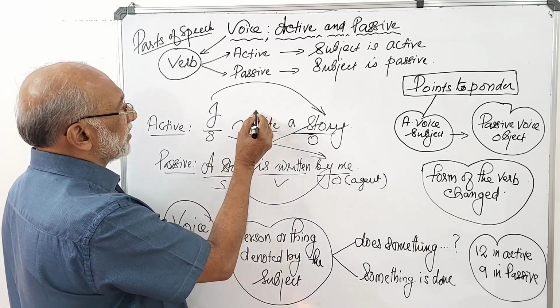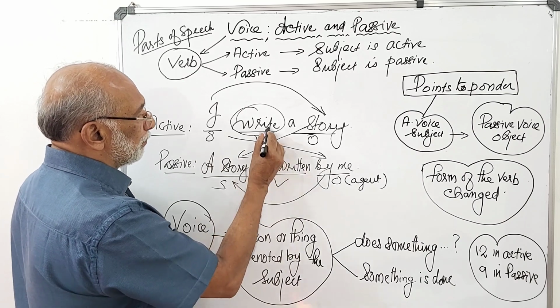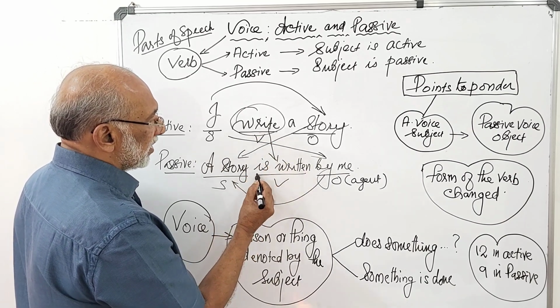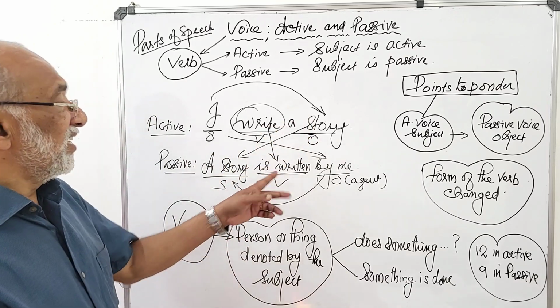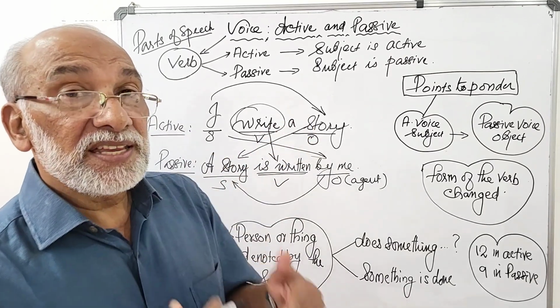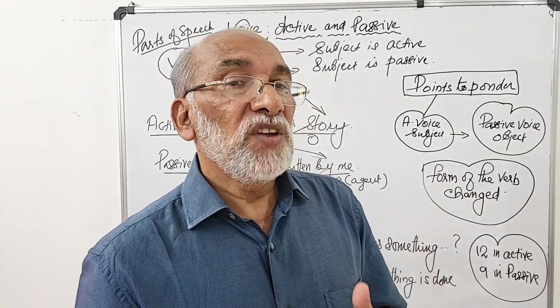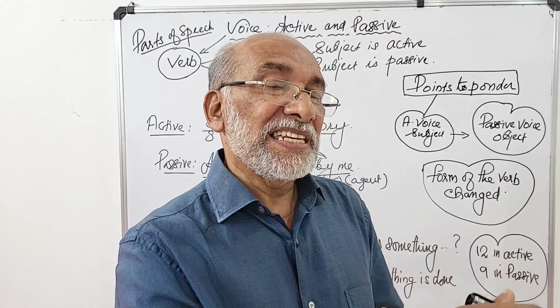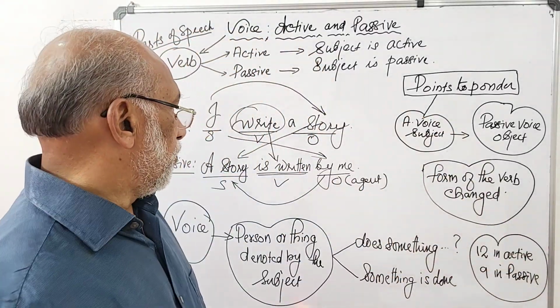And then of course there is one verb here, write, and that has become is written. Because the sentence is in present tense, so it is written. I told you we need a separate session to explain the change of tense when we change a sentence from active voice to passive voice.